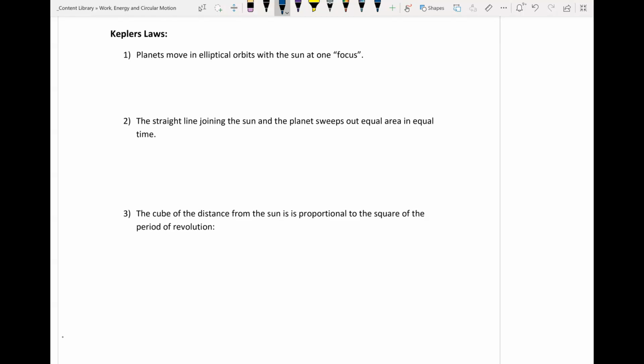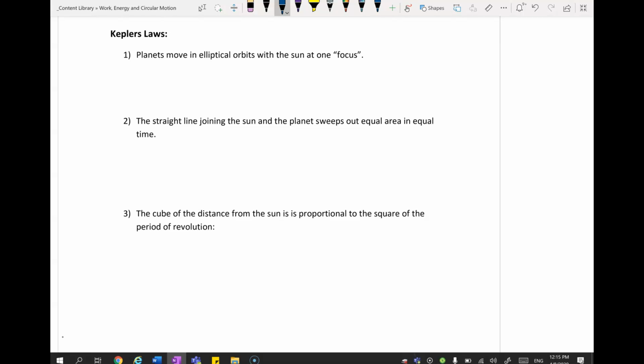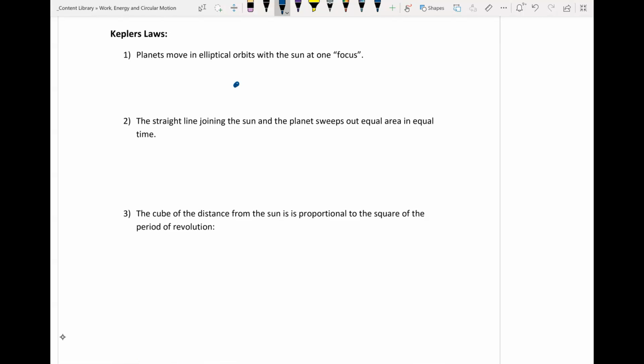So here's the first thing we're going to look at. Planets move in elliptical orbits with the sun at one focus. So let's just say we have the sun here. This is our focal point, and our planets revolve around the sun in an elliptical orbit fashion. So let's just say we have a planet here, and it's going to move around our sun, not in a circle, but in an elliptical fashion like that.